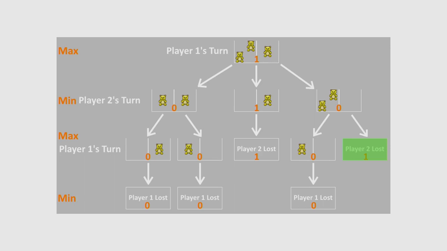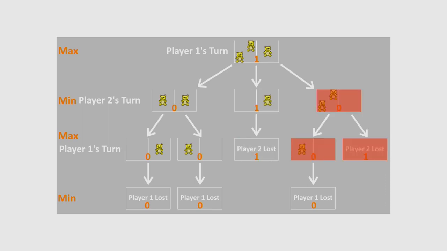So now we need to do the min level. So the minimizing player is going to pick the lowest score of all its children. Now on this left subtree, they're both 0, so it picks 0. On this middle subtree, it only has one child, so it has to accept that score.